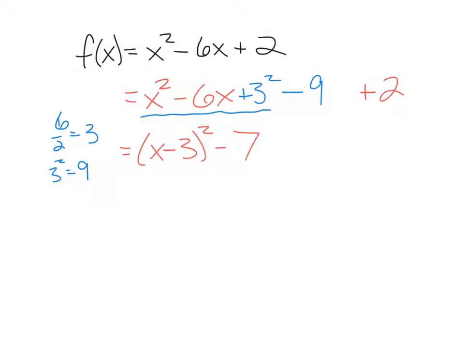Okay, now do we understand what a vertex is of a parabola? If this is your parabola, something like this, then the vertex is right here. Yeah, that's where the line of symmetry, all that's coming up. We're going to talk about all that later. So then the vertex of the one that we just found is going to be 3, negative 7.